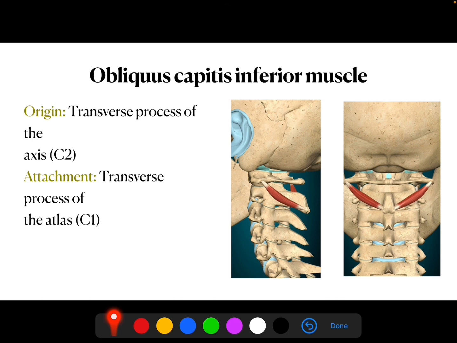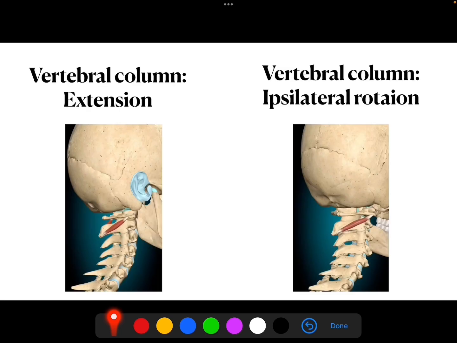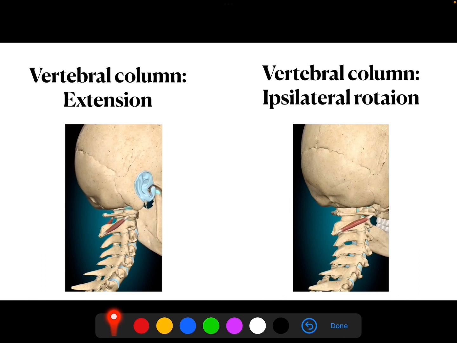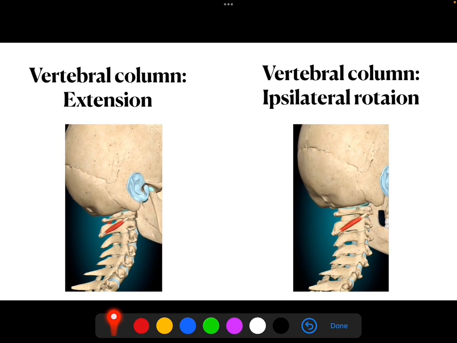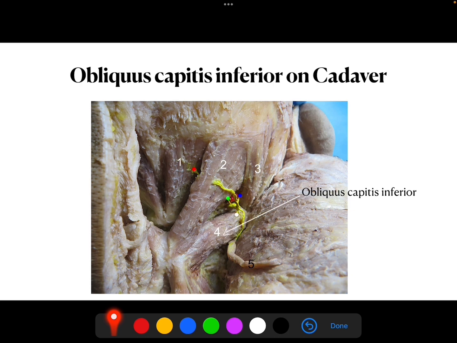Obliquus capitis inferior muscle. It originates at the transverse process of the axis, which is the second cervical vertebra, and attaches at the transverse process of the atlas, which is the first cervical vertebra. Actions performed by this muscle are: extension of the vertebral column, ipsilateral rotation of the vertebral column, lateral flexion of the vertebral column. This is what it looks like on the cadaver.